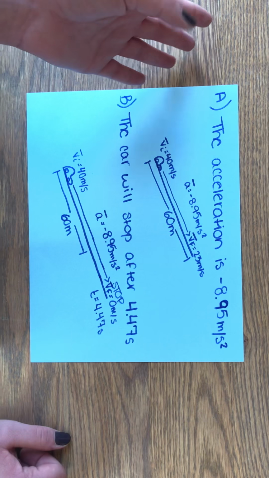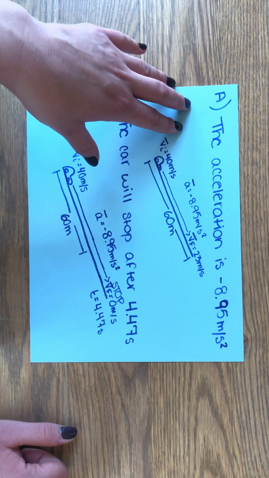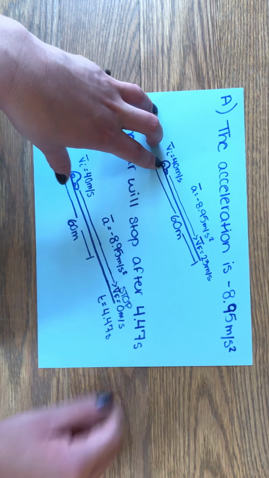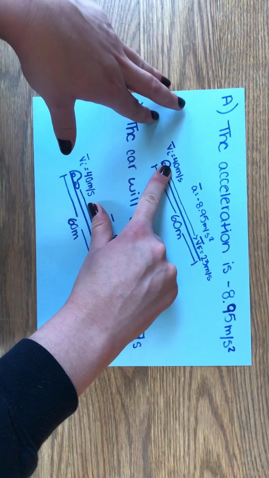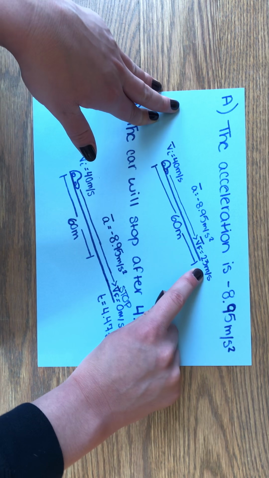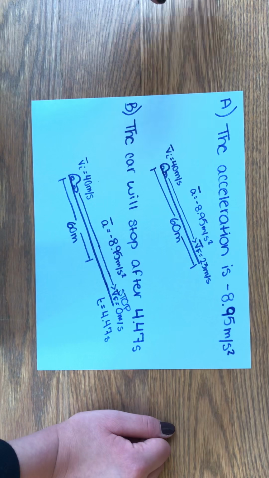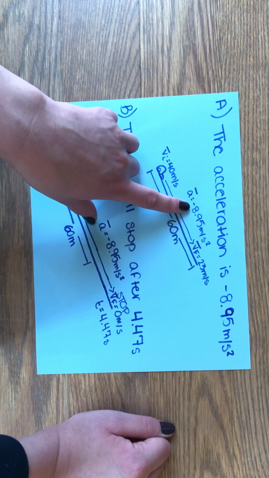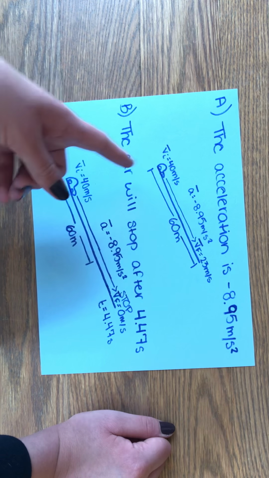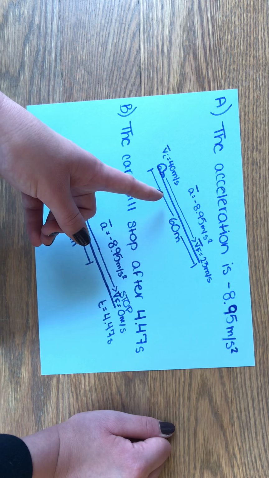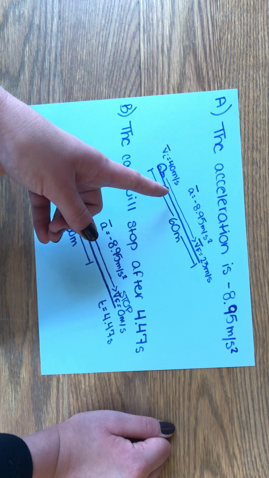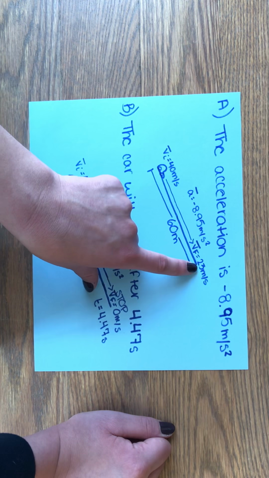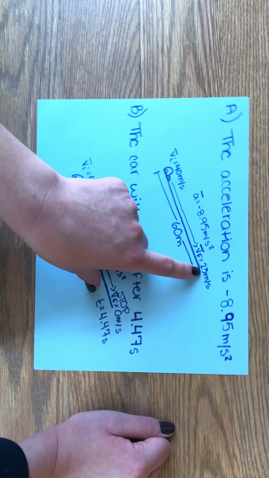So now why does this make sense? For part A, this makes sense because we need to get from 40 meters per second to 23. That means that the velocity needs to go down. And this acceleration will do that because in increments, it will go down negative 8.95 meters per second squared and keep going down and keep going down. And at one point, you'll reach 23 meters per second.